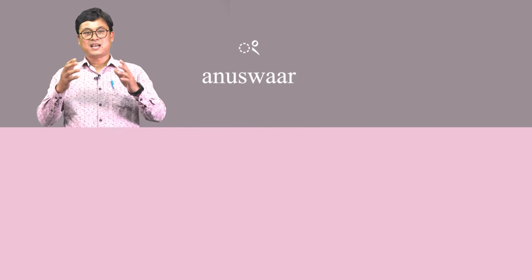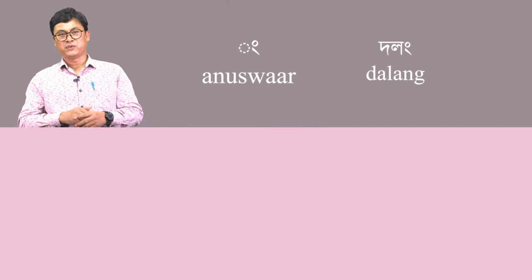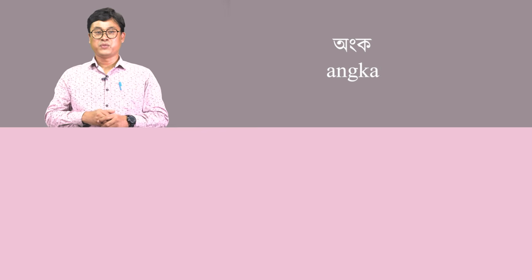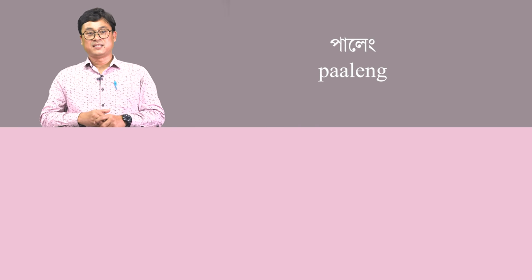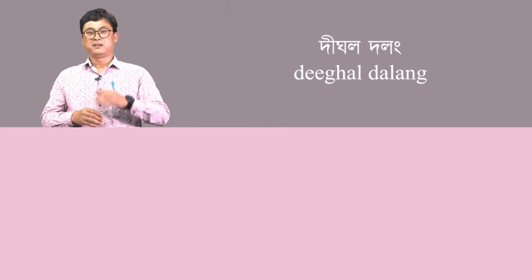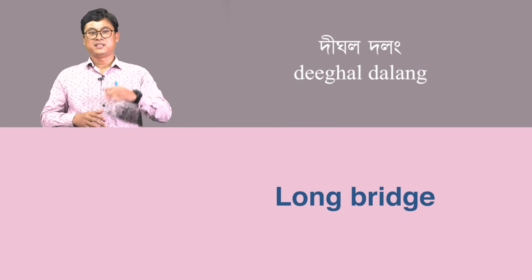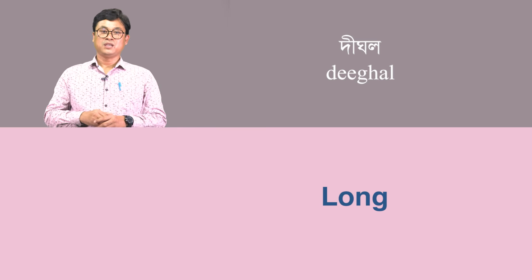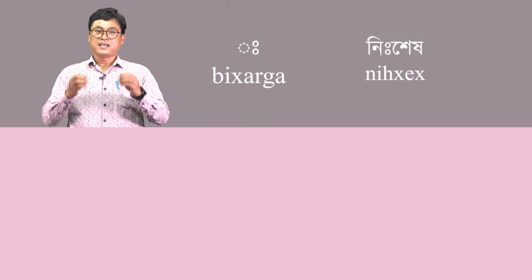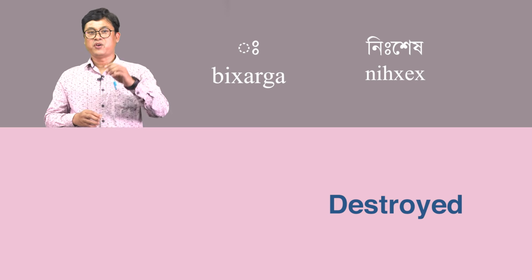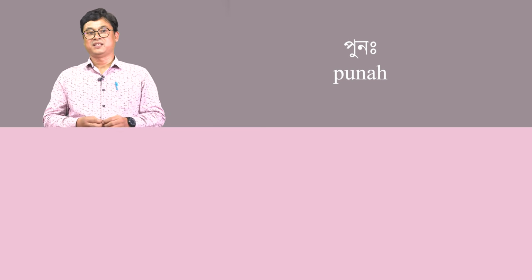Anusar. In Assamese, words like dolong means bridge, onko means mathematics, paleng, that means spinach, contain this letter. We can make the phrase like dighol dolong, which means long bridge, using the word dolong. Here dighol means long.